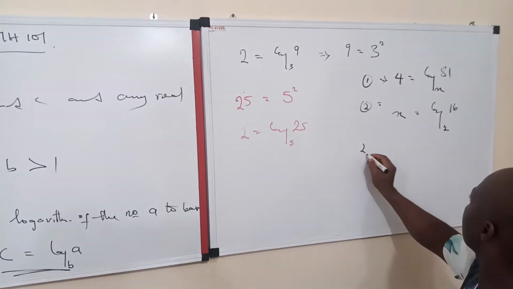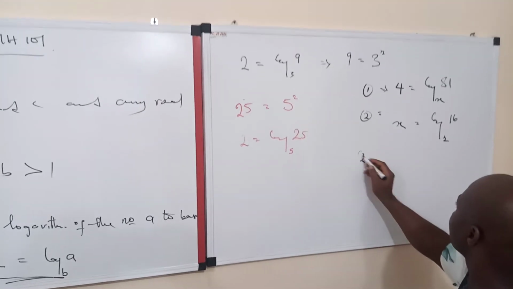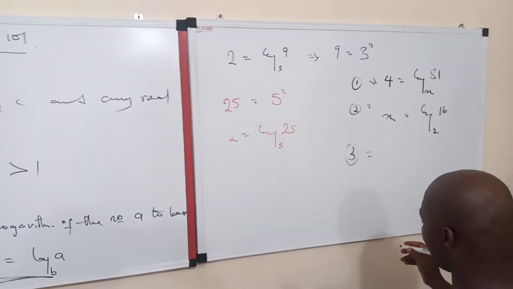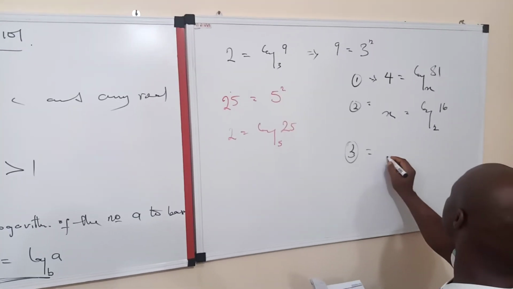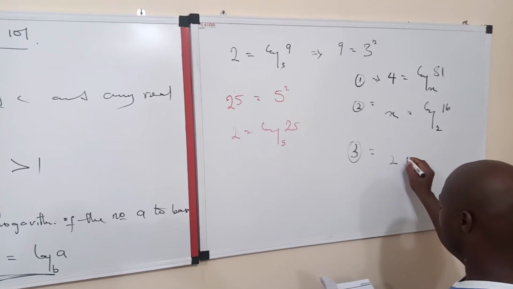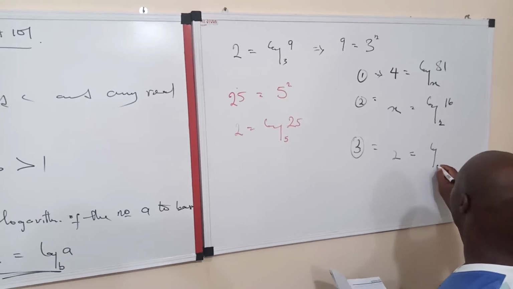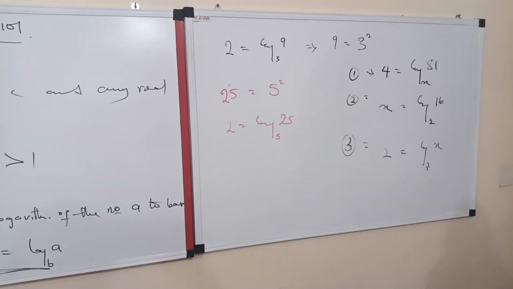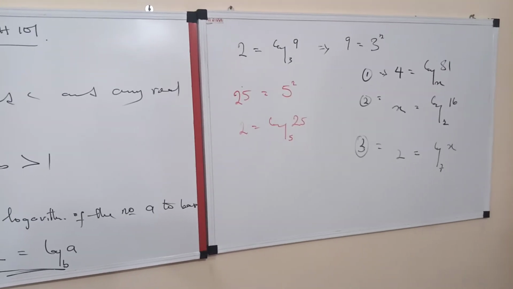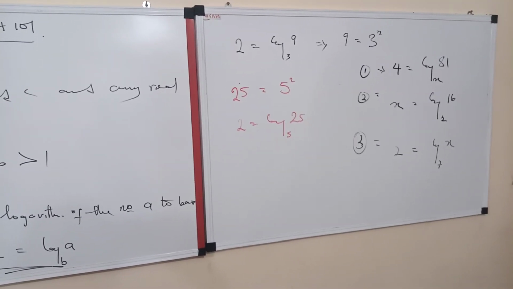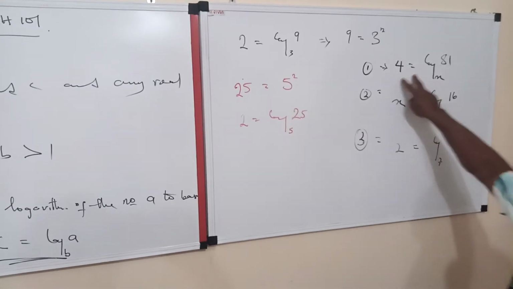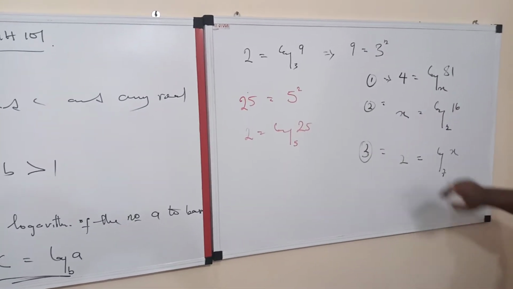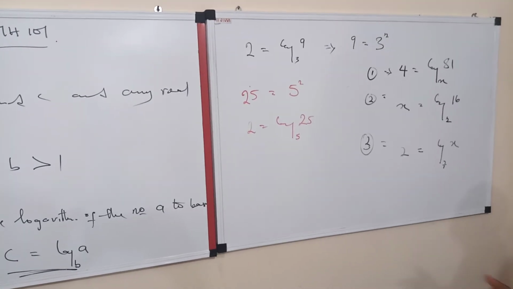Now, we can also consider the power, assuming the power is not known, where we can write 2 is equal to the log, in base 7, of the number x. Now, in these various examples that we have indicated, in this first one, the base is not known. You are asked to determine it, which you can do.